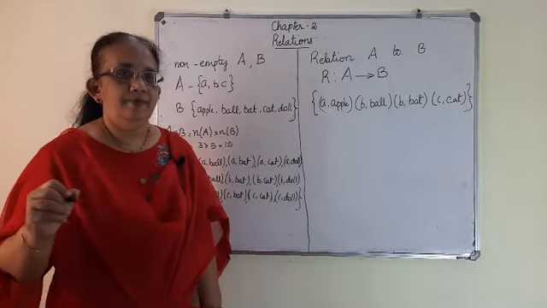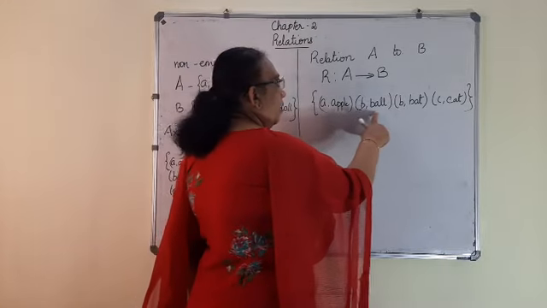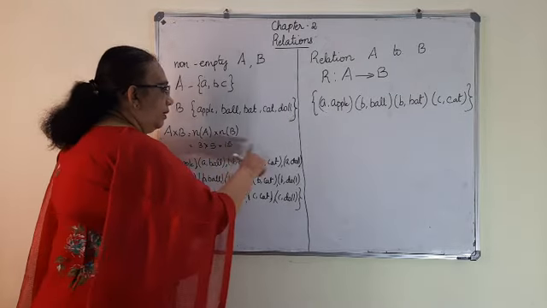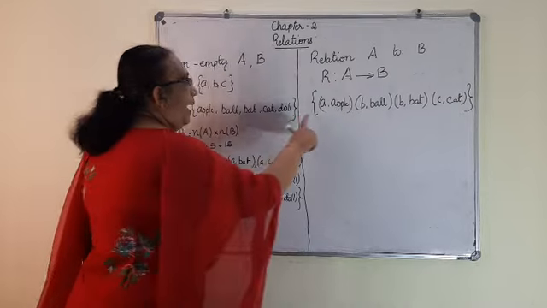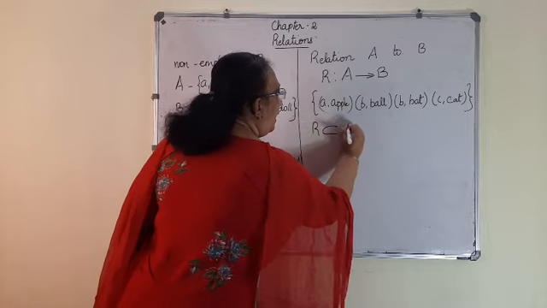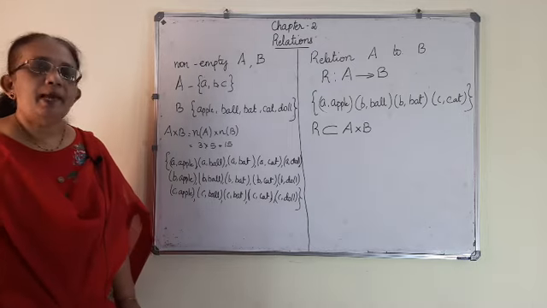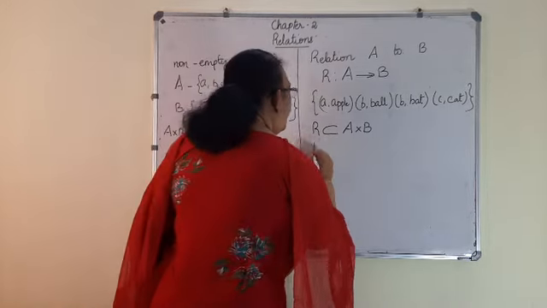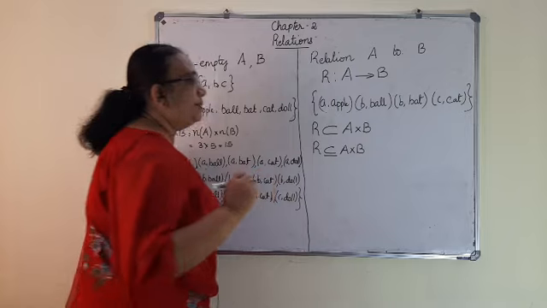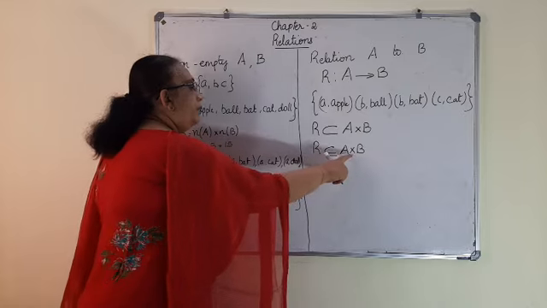Now this is a relation, isn't it? When you identify the relation, you said a for apple, b for ball, b for bat, c for cat. Now when you consider the cross product A cross B and the relation, you can find that the relation is a subset of A cross B. Sometimes it can be seen that the relation can be a subset or it can be equal to A cross B.